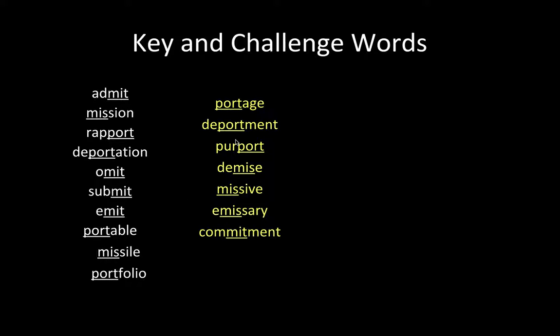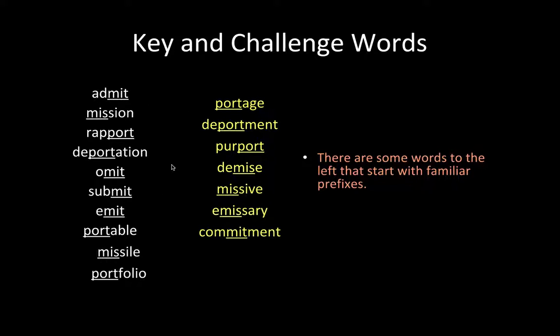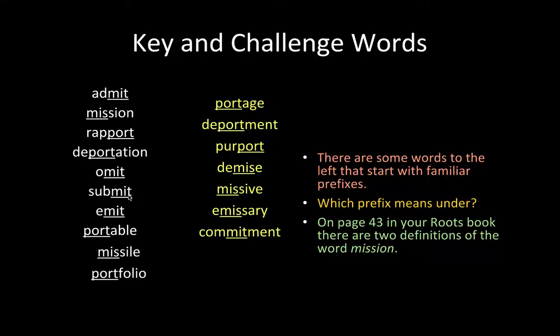A couple more pieces of information for you, and you should maybe get your whiteboard ready. So there are some words to the left that start with familiar prefixes. Which prefix means under? In other words, write down the word that uses the prefix for under on your whiteboard. Hold up your whiteboard when you have an answer. Share your thinking. You can pause the video. Okay, the prefix for under is sub, so you should have written submit on your whiteboard.